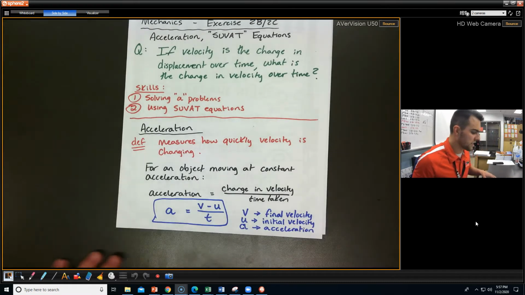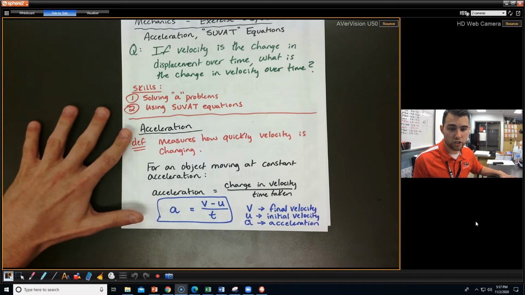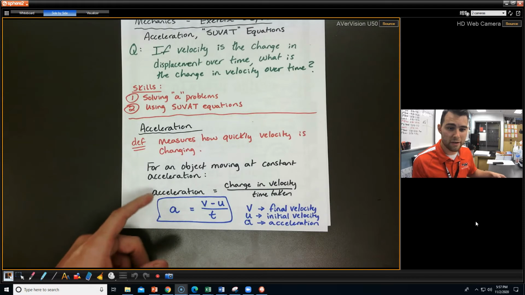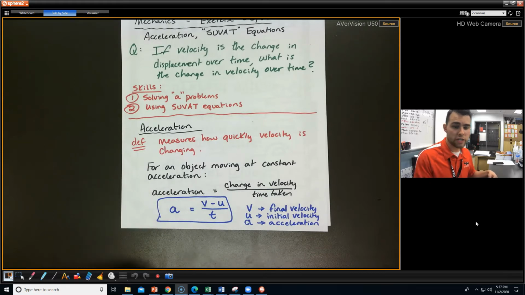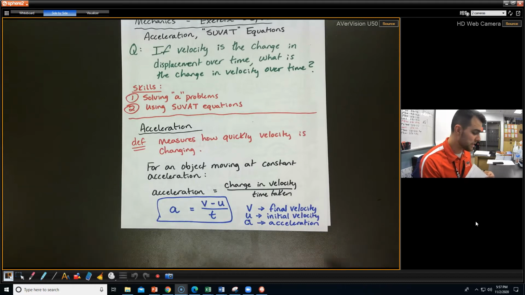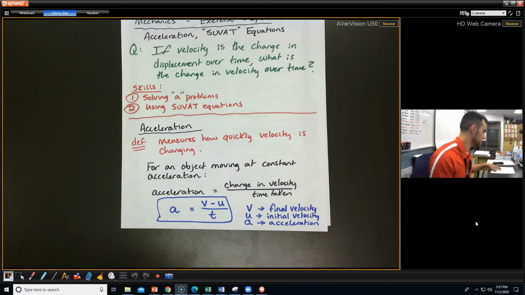So, for an object moving at constant acceleration, do not write this black part down. I'd rather you write the blue part down. Acceleration is equal to the change in velocity divided by the time taken. Our change in velocity would be our final velocity minus our initial velocity, which we call v and u. And that is divided by the time taken, which is t, and a is our acceleration. So we're going to be working with this equation for some of these initial problems, and then we'll get into the SUVAT equations.